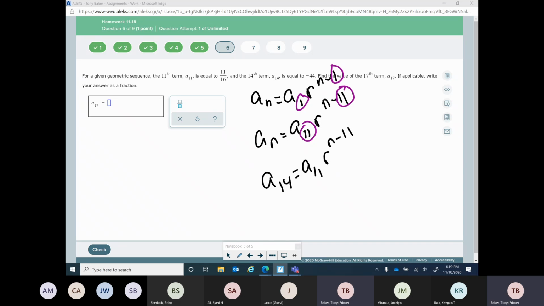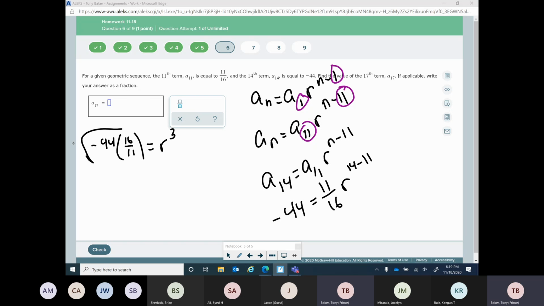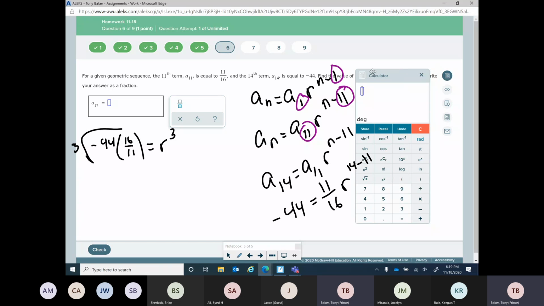So let's fill in all the information I know. a14 is negative 44. a11 is 11 over 16. I don't know r, and then I have 14 minus 11 because that's n minus the 11. So the first thing I'm going to do is multiply over the 16 over 11. So I get negative 44 times 16 over 11 equals r to the third. And then I'm going to do the third root of that. So again, let's try the calculator, see if it comes out to be a whole number. This one might.